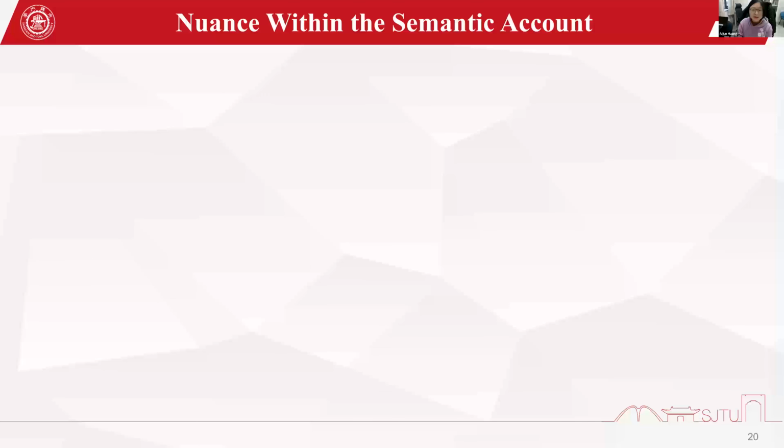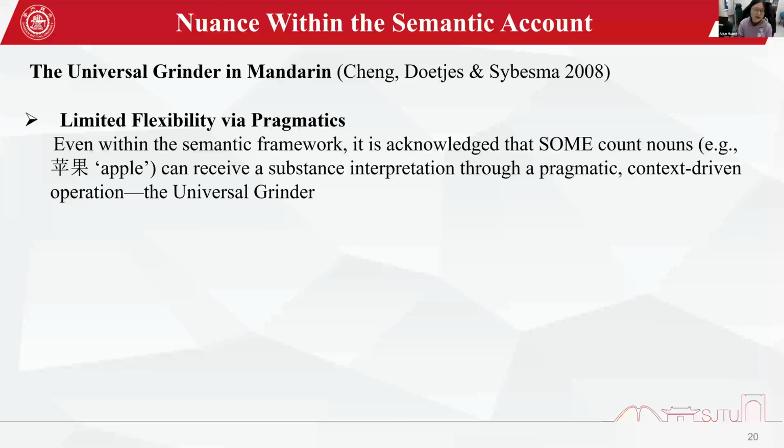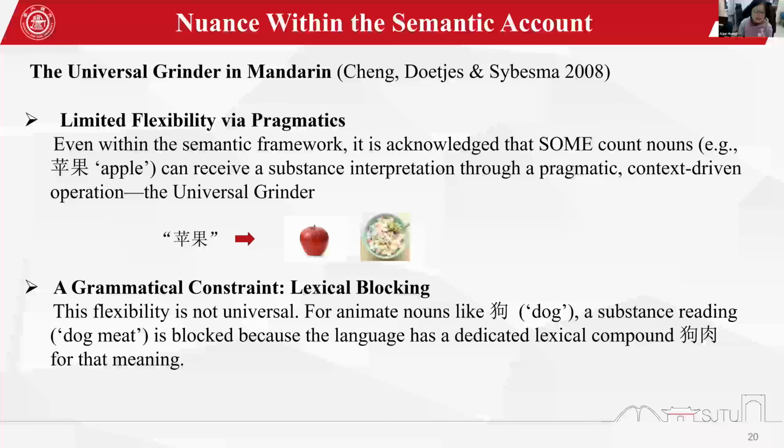Okay, so even in the semantic account, they need to explain why sometimes apples, this kind of count noun, can have a substance reading. Scholars like Chen, Doetjes, and Sybesma 2008 used the idea of a universal grinder to explain this limited flexibility. They say in very special cases, like apple in salad, some count nouns can get a substance reading through a pragmatic, context-driven operation of a universal grinder. But they also said this pragmatic universal grinder does not always work. There are some grammatical constraints.